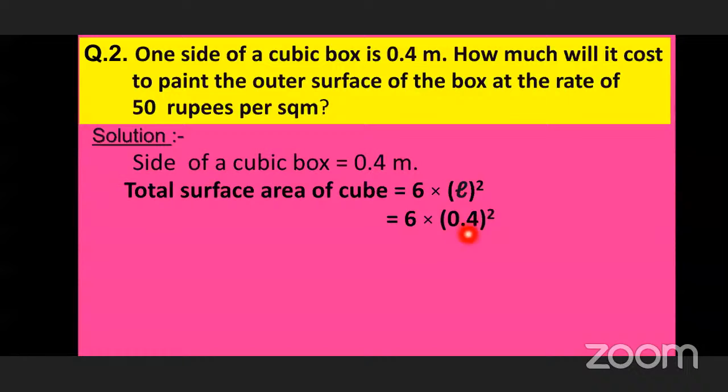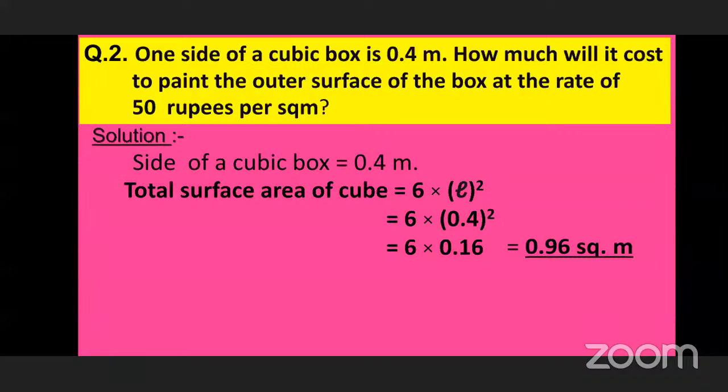Can anyone tell me what is the square of 4? 16. And as it is having decimal point, so what will be the answer? 0.16. So the answer is 6 times 0.16. Now we have to multiply these two numbers and we will get total surface area of a cube. So children, tell me. 0.96 square meter. Yes, square meter. The answer is 0.96 square meter.